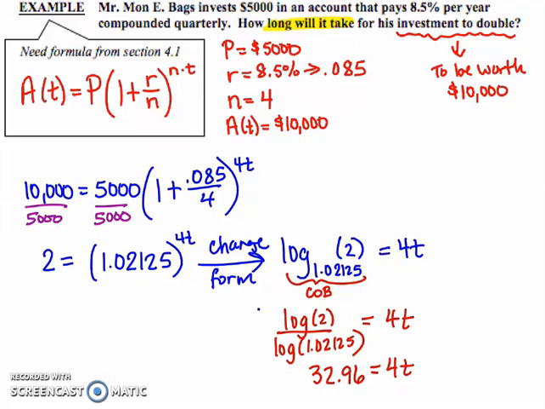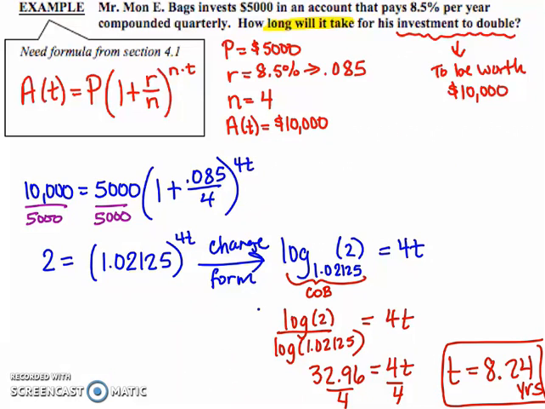So then, of course, the last step is going to be to divide by 4. And so we find out that t is equal to 8.24 years. And there is our solution.